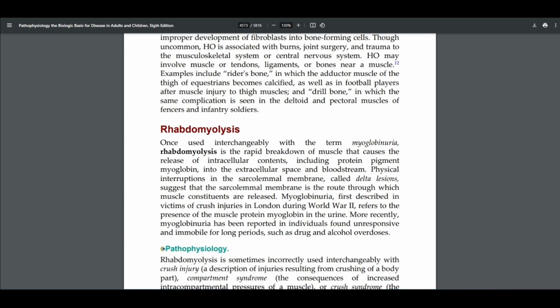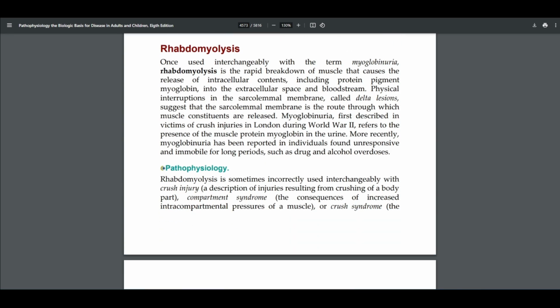So that leads us to rhabdomyolysis. Once used interchangeably with the term myoglobinuria, rhabdomyolysis is the rapid breakdown of muscles that causes the release of intracellular contents, including protein pigment, myoglobin, into the extracellular space and bloodstream. Physical interruption in the sarcolemmal membrane, called delta lesions, suggests that the sarcolemmal membrane is the route through which muscle constituents are released.